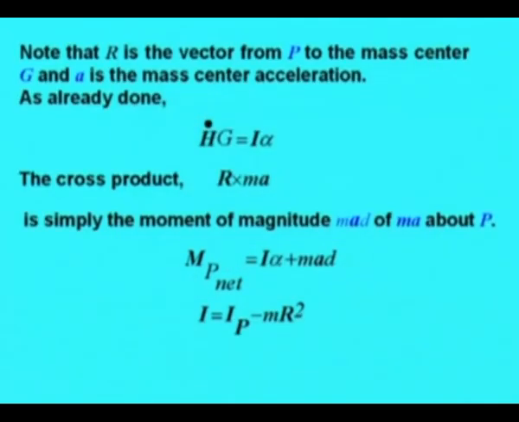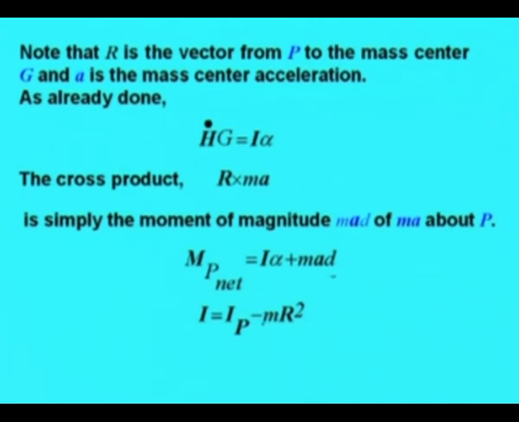So therefore r is the vector from P to the mass center G, and a is the mass center acceleration. We already know that H dot g is equal to I alpha, and the cross product r cross ma is simply the moment of magnitude m times a times d of ma about P, where d is the perpendicular distance of the acceleration vector from that point. So therefore Mp net is equal to I alpha plus mad.